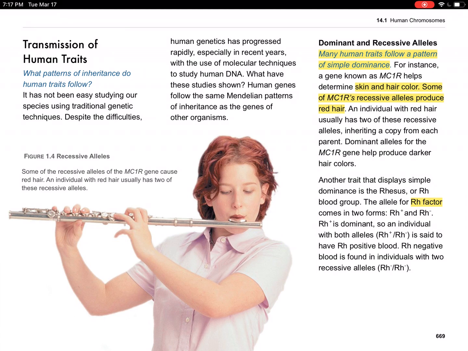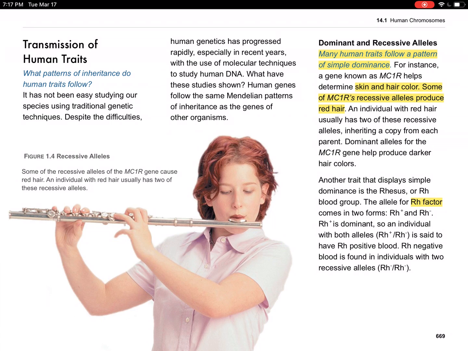Examples of dominant and recessive alleles are the MC1R gene. The MC1R gene helps determine skin and hair color. Some of MC1R's recessive alleles produce red hair. An individual with red hair usually has two of these recessive alleles. These are following Mendel's rules for dominance.